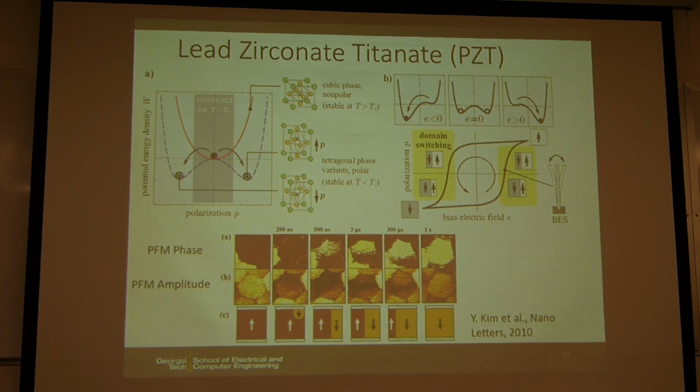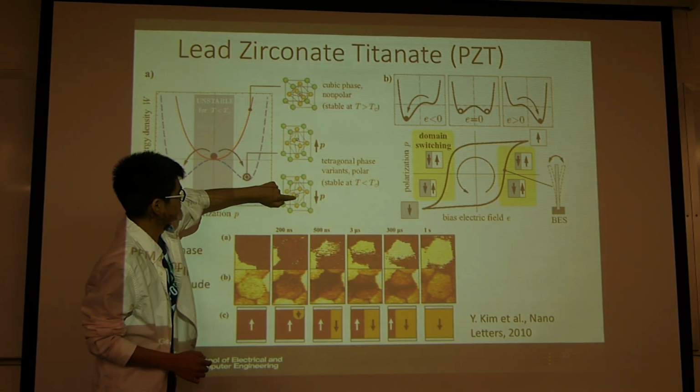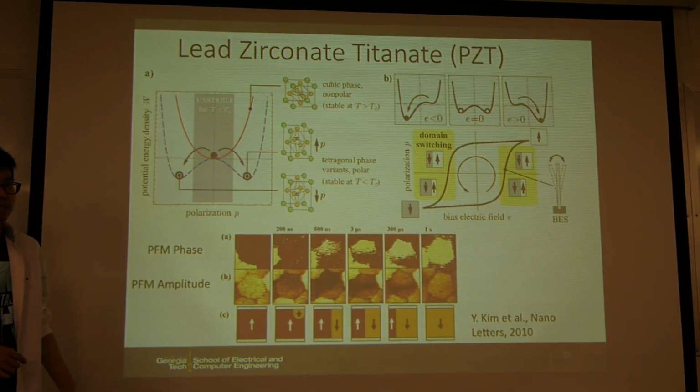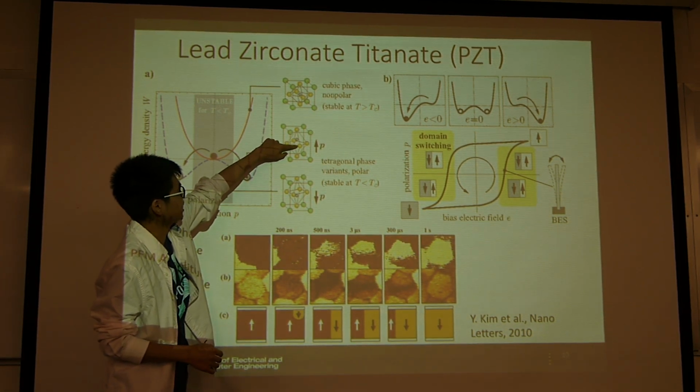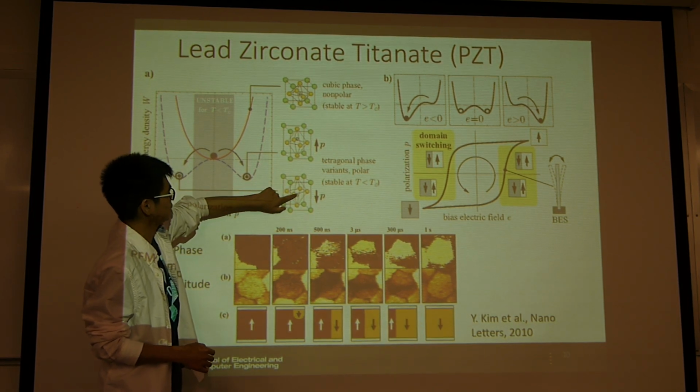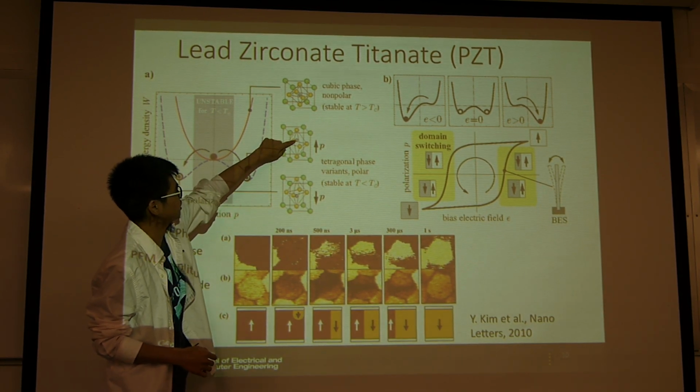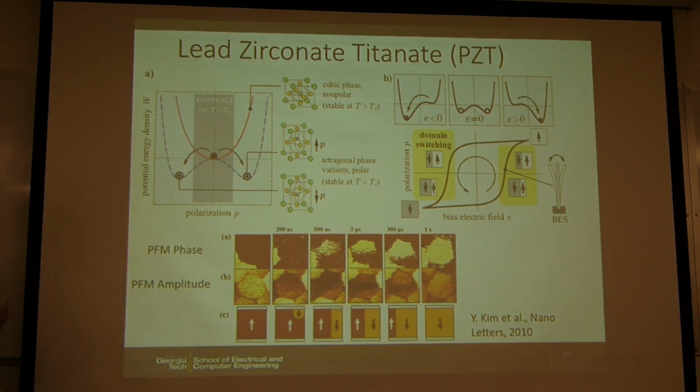So any questions? Does the material structure really change during different polarization? The phase is changed, but you see this atom is moving up and down for different polarization values. So actually just the middle atom? Yeah, the middle atom, this titanium or zirconium atom, will move up and down depending on the electric field. So this is pointing down, you move it to the top, it's up when the P is up. But it's still in the tetragonal phase.